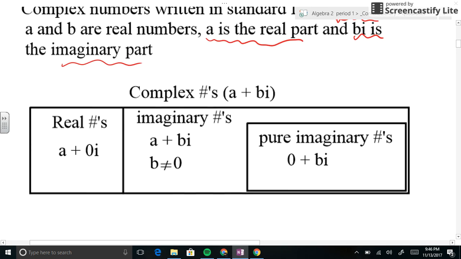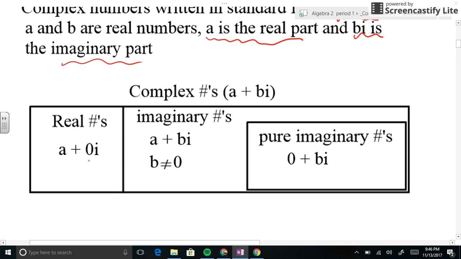So what are real numbers? Well, real numbers have 0 as the imaginary part. Therefore, there is no imaginary part to it. It's just a real number. Pure imaginary numbers have no real part, which is 0 as the real part. Therefore, it's only the imaginary number.